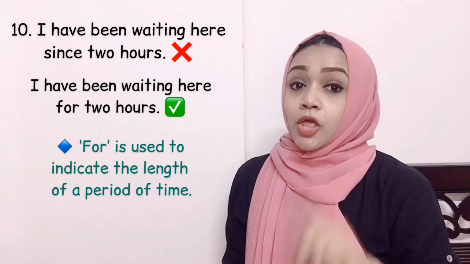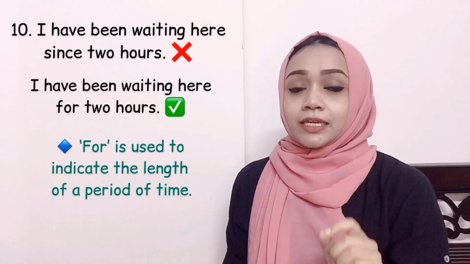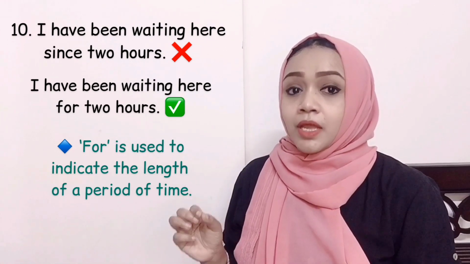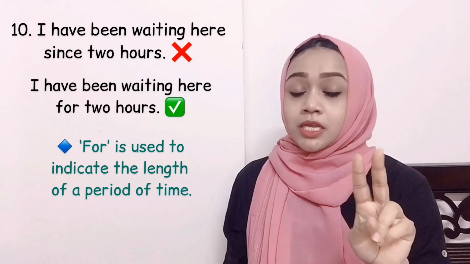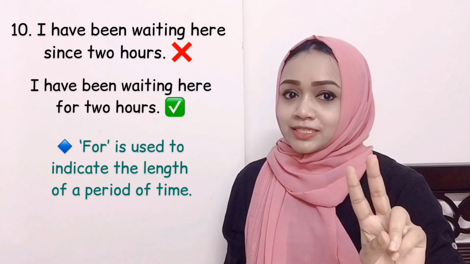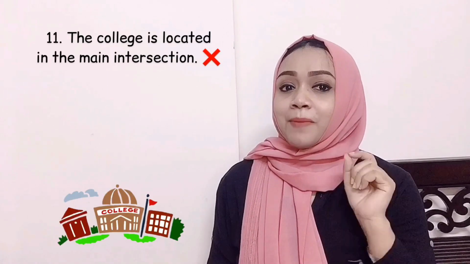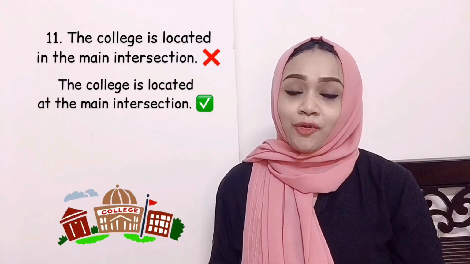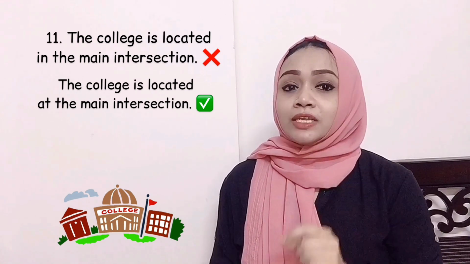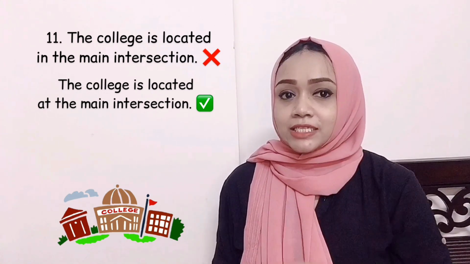On the other hand, for is used to indicate the length of a period of time. For example, I have been using this watch for 2 months. What is the length of time? 2 months. The college is located in the main intersection. It looks fine, but this is wrong. It should be: the college is located at the main intersection.